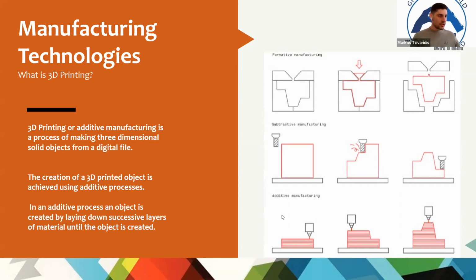And now we come to the additive manufacturing, which is basically the technology that we use in 3D printing. In the additive process, an object is created by laying down successive layers of material until the object is created. In this way, no extra material is used. And if something seems wrong halfway, for example, we can stop the printing and save a lot of time and material.